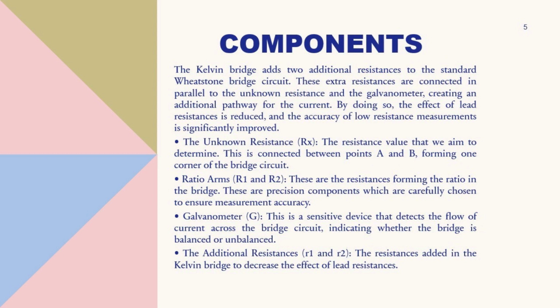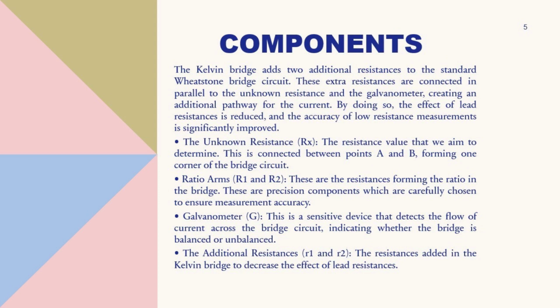Okay, so we'll continue with the components of the Kelvin bridge. The Kelvin bridge adds two additional resistances to the standard Wheatstone bridge circuit. These extra resistances are connected in parallel to the unknown resistance and the galvanometer, creating an additional pathway for the current. So the effect of lead resistance is reduced and the accuracy of low resistance measurements is significantly improved by doing so.